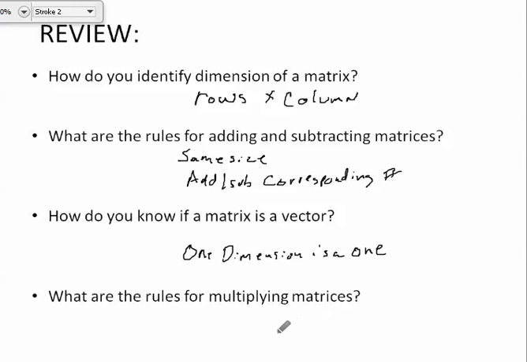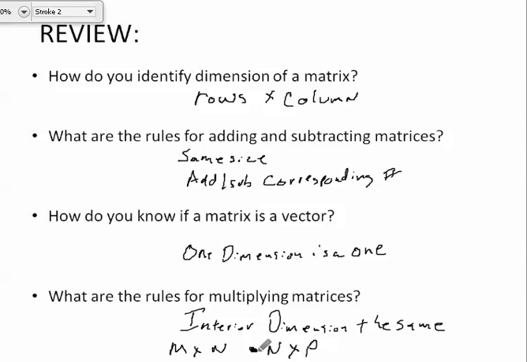And what are the rules for multiplying matrices? Interior dimensions the same. Meaning you've got an m by n times an n by p. Okay? That n has to be the same there. And your resulting matrix will be an m by p matrix.